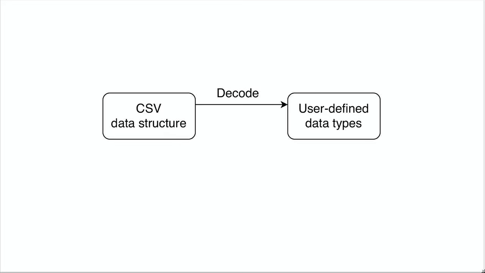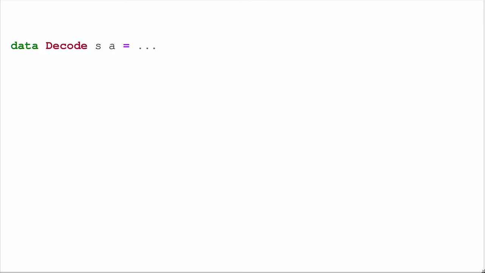So I want to show you what that looks like in SV. We've got a data type for decoders. It's called Decode. It has two type parameters, S and A. S is the string type, which is usually ByteString, that we're decoding from, and A is the thing we're decoding to.